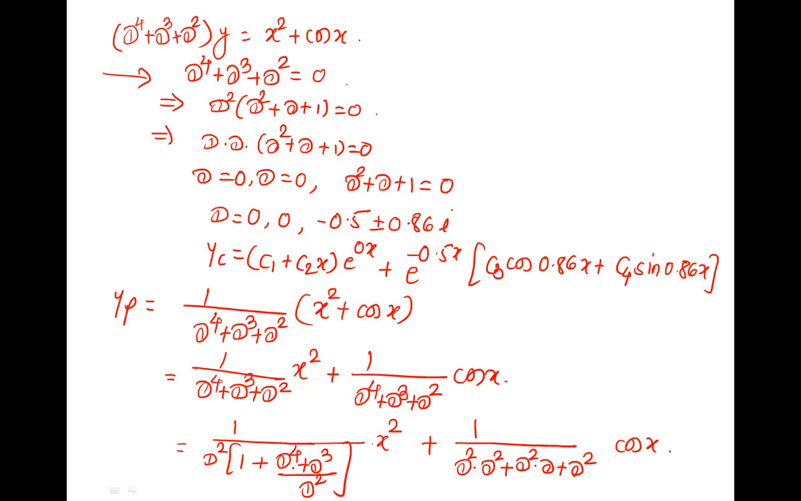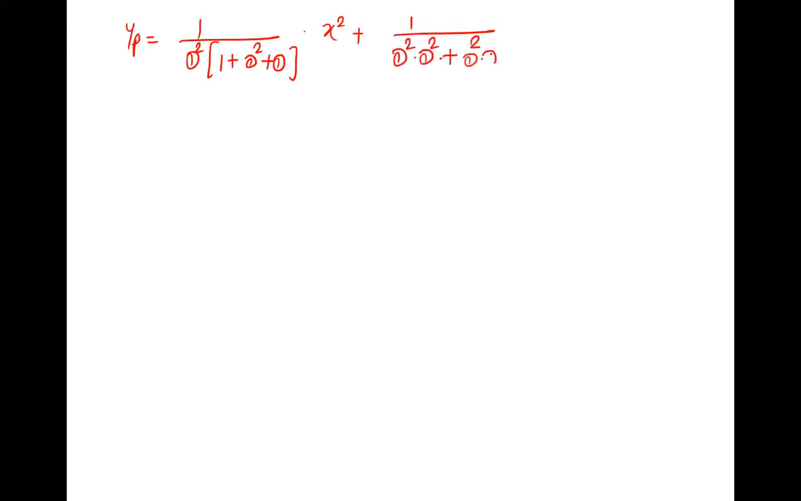Right. So what will the term become? 1 upon d square, and there 1 plus d square plus d. Correct. So yp is equal to 1 upon d square into 1 plus d square plus d, divided by d square, into x square, plus this continuing, d square, d square, d square d plus d square into cos x, isn't it? D square d cos x. Yes, correct. Is it clear up to this, everyone?